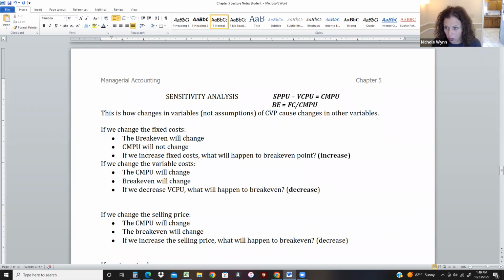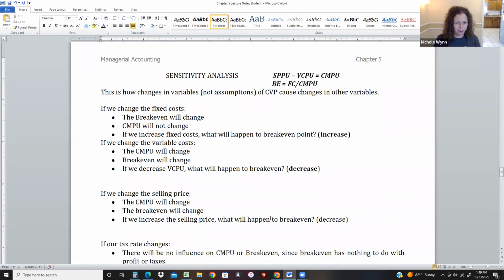So if you sell them for more, then you're not going to have to sell as many to be able to break even, because you're going to be bringing in more revenue. But if we look at the formula, if SPPU goes up, then CMPU goes up. And if CMPU goes up in the bottom part, then that will mean not as many to break even.